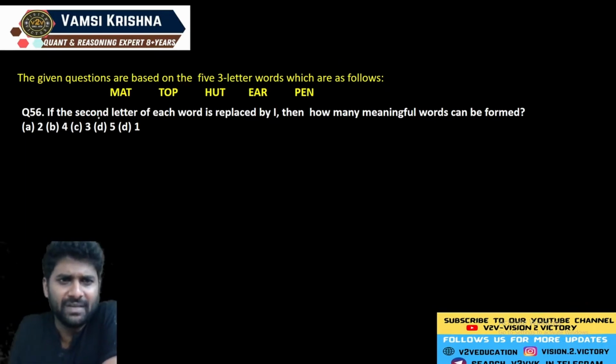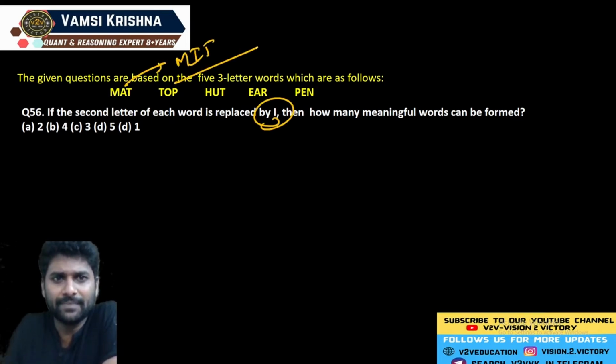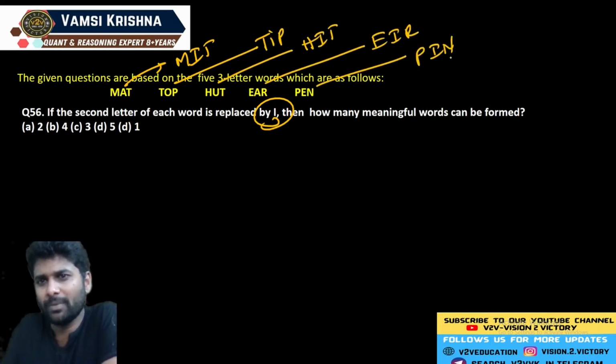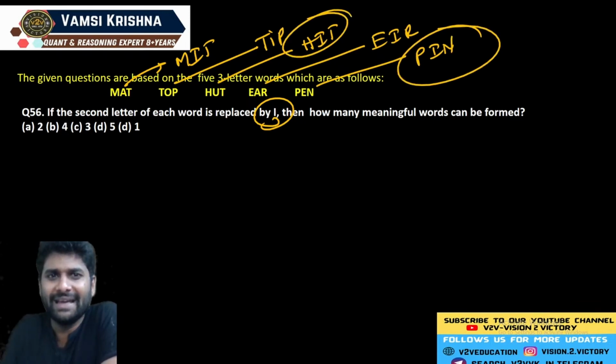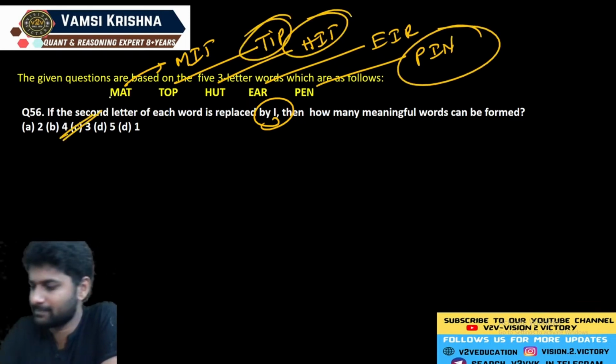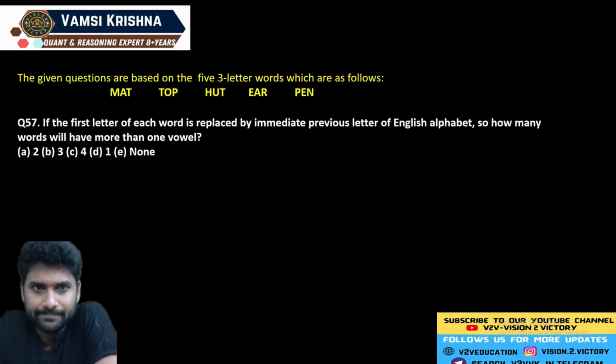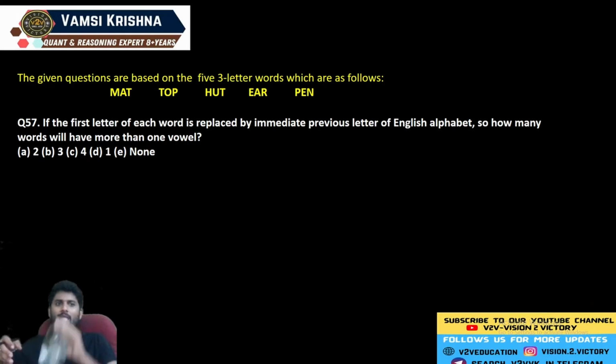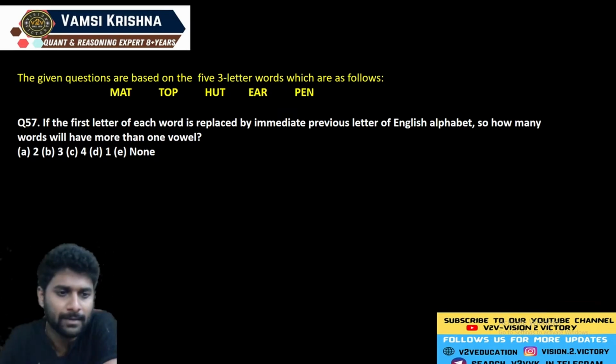Read the information. The second letter of each word is replaced by I. So you will get this is for MIT, this is for TIP, this is for HIT, this is for EIR, this is for PIN. Now the question, how many meaningful words can be formed? Pin, hit, tip. So overall 3 guys.